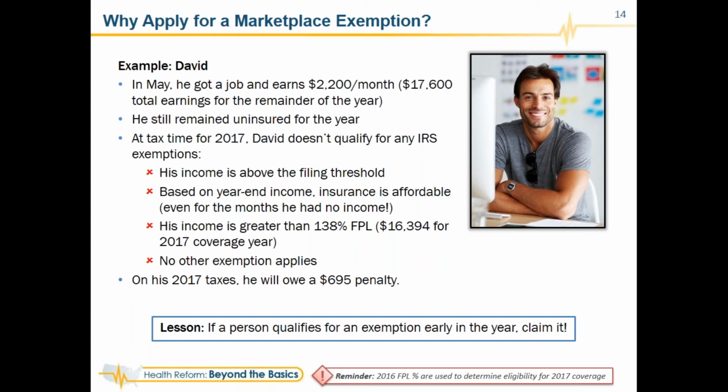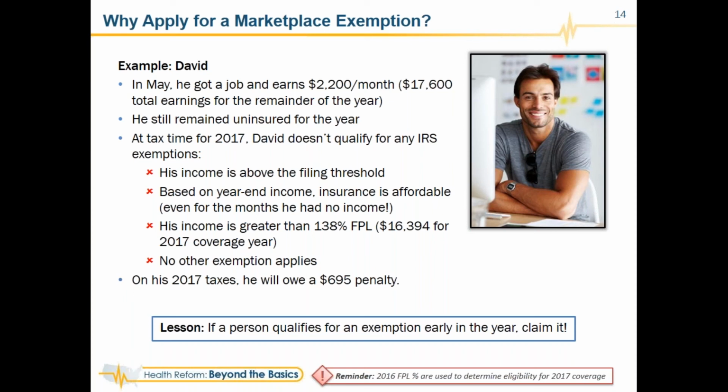And this really could have been avoided had some steps been taken earlier, while he was still in that point of confusion about his income, while he appeared to qualify for those exemptions. More could have been done to lock those in. So David didn't get to the end of the year and find out that he was in a bad spot and was going to owe a penalty for the entire year.